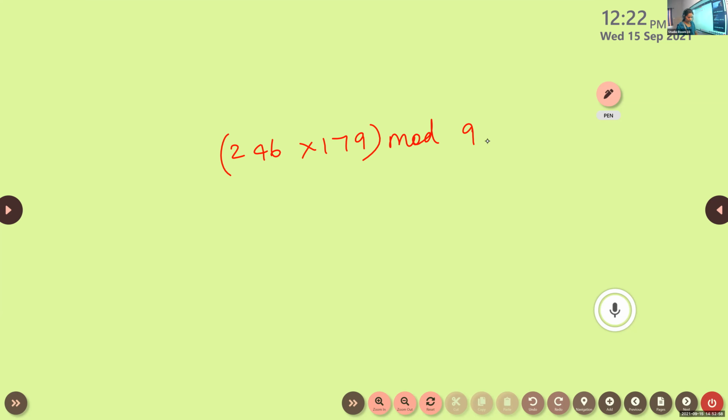Yes, what is the answer? 246 when you divide it by 9, what is the remainder? 246 when you divide it by 9, what will be the remainder? Is 8. Into 179 if you divide it by 9.